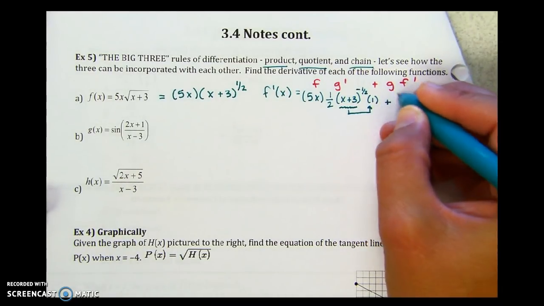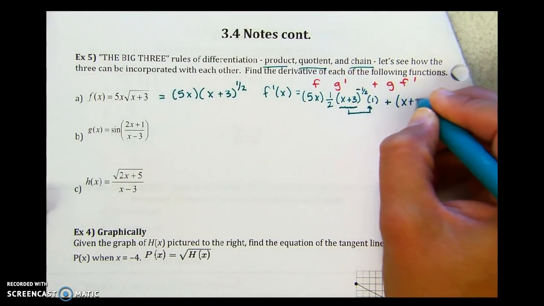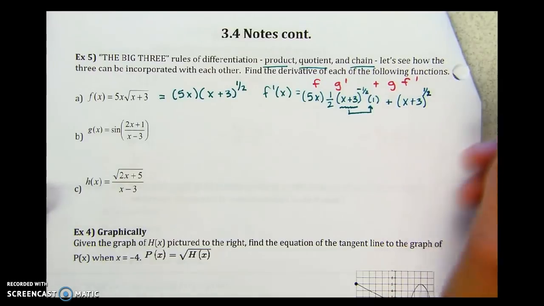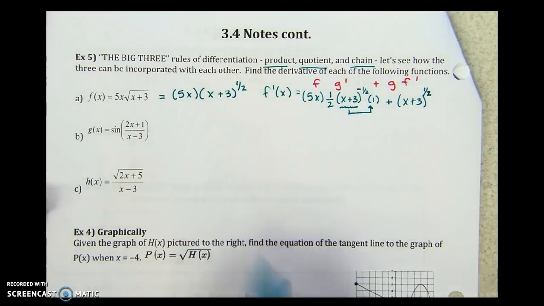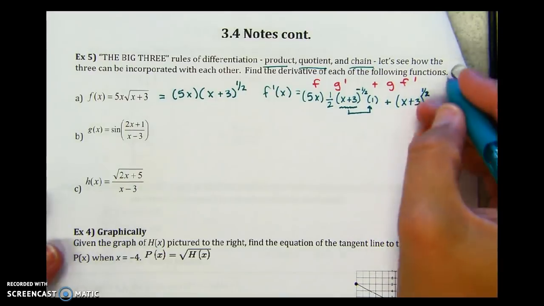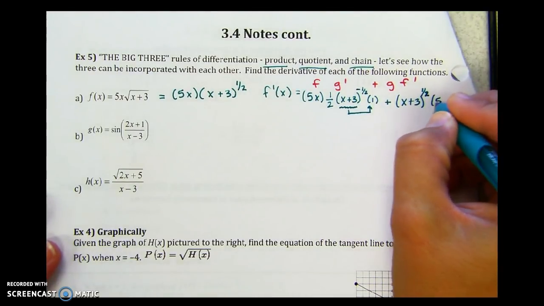Plus, we're almost done. G is the second function, square root of x plus 3, times the derivative of the first. So the derivative of 5x is, sorry about that. Okay, my phone was ringing. Derivative of 5x is 5.